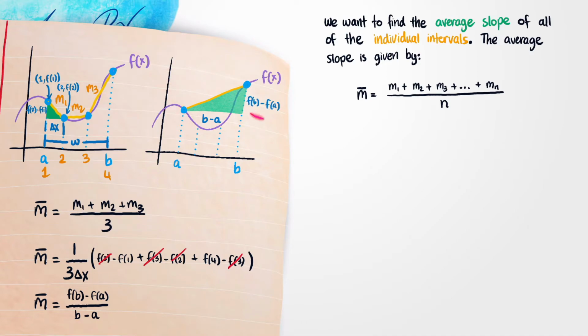Now, if we were to go ahead and divide the rise by the run of this triangle, I just want you to notice that it's exactly the same as this equation over here. And this immediately tells us that the average gradient is the same as the gradient of this line over here.